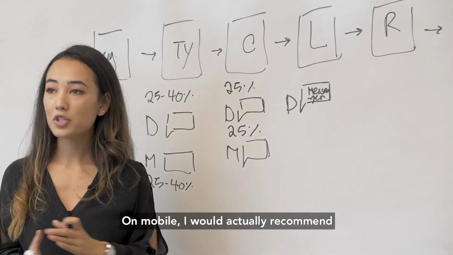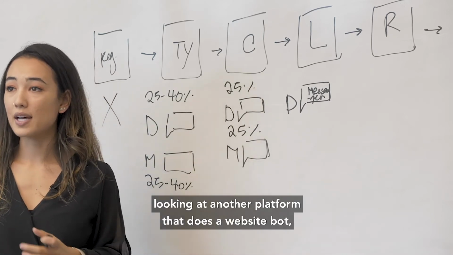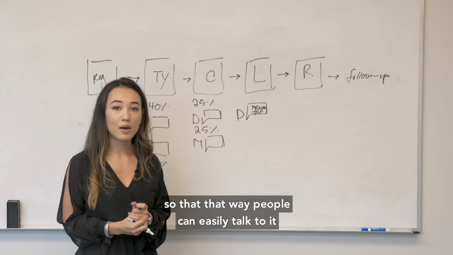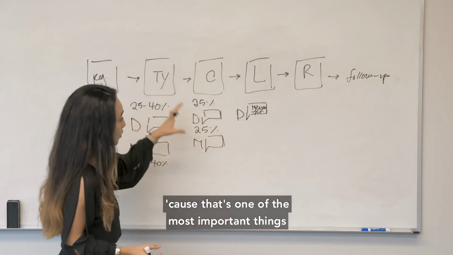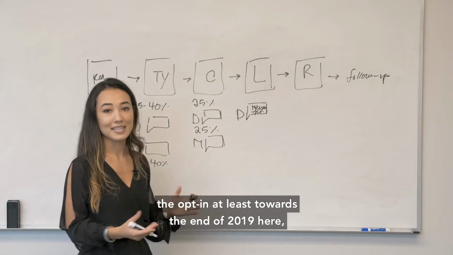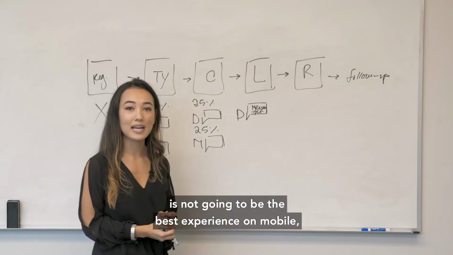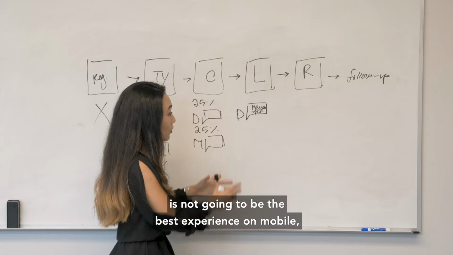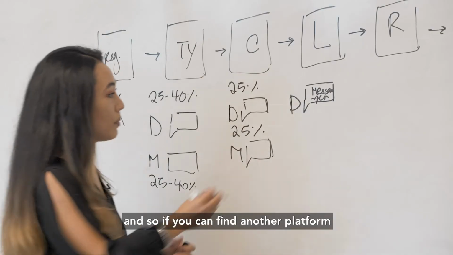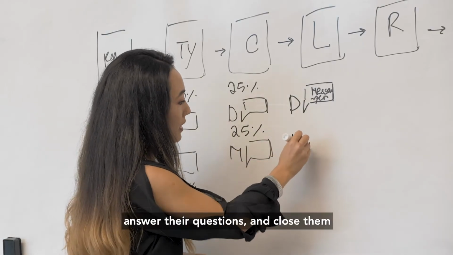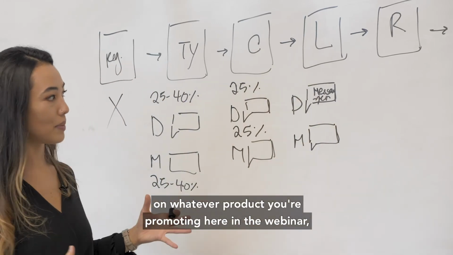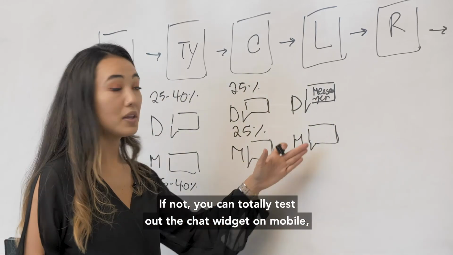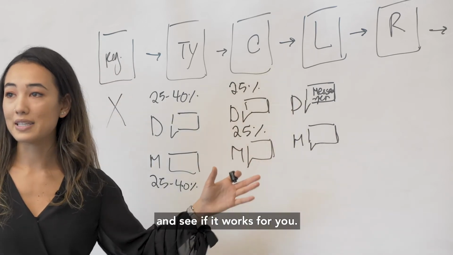On mobile, I would actually recommend looking at another platform that does a website bot so that people can easily talk to it without leaving the page, right? That's one of the most important things to understand. The opt-in, at least towards the end of 2019, is not going to be the best experience on mobile. If you can find another platform to help people out on mobile, opt them in, answer their questions, and close them on whatever product you're promoting in the webinar, then that's going to be ideal. If not, you can totally test out the chat widget on mobile and see if it works for you.